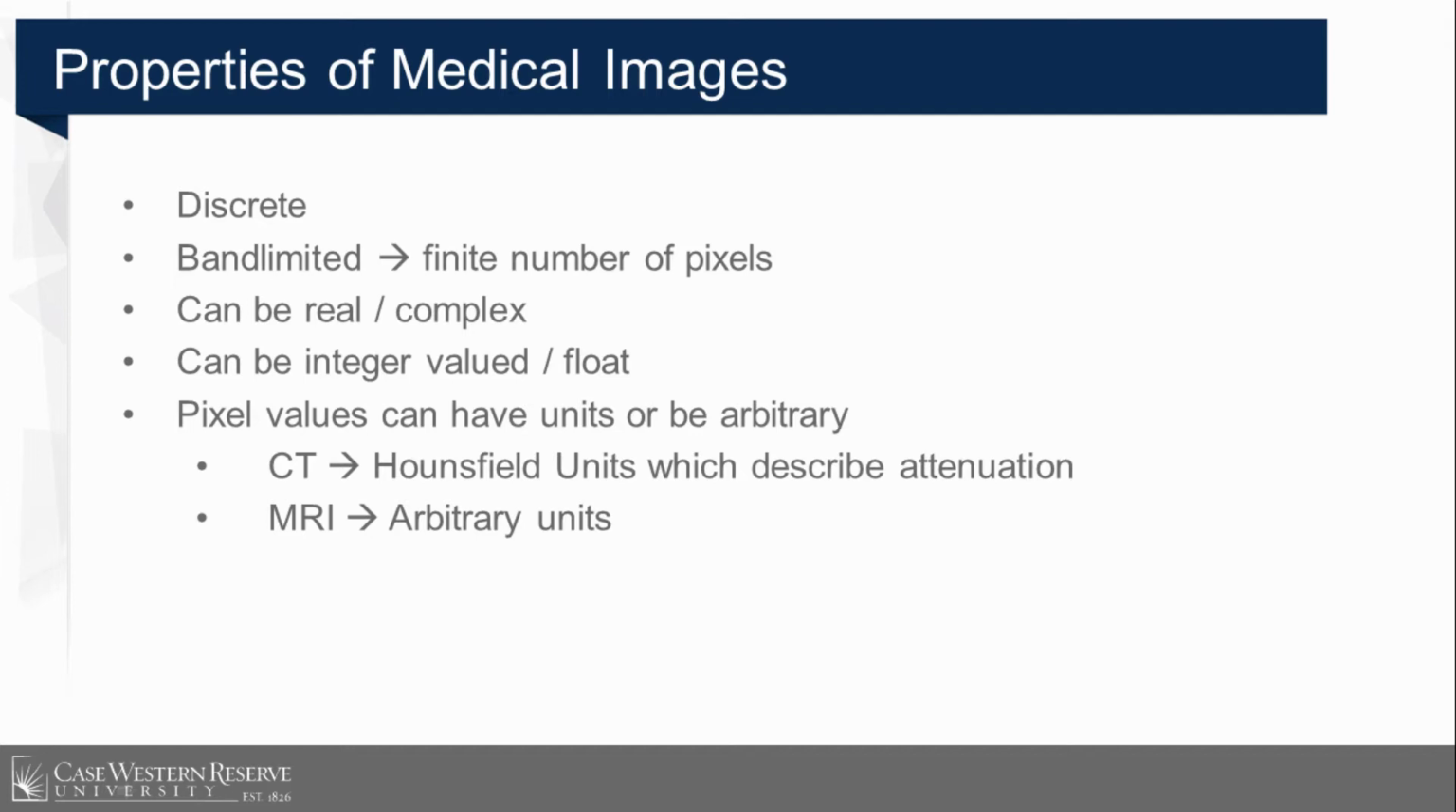So in CT, for instance, each pixel has a unit which is known as the Hounsfield unit. This Hounsfield unit describes the attenuation that is experienced in each particular pixel. And so it's important to keep the scaling of these images the same so that we don't change these Hounsfield units. MRI, on the other hand, doesn't have any units associated with it. These are completely arbitrary, so we can take our entire two-dimensional signal and multiply it by a constant, and this won't actually change any of the information in our actual MR image. So it's important to know with the imaging modality that you're working with whether these pixels have units or not.